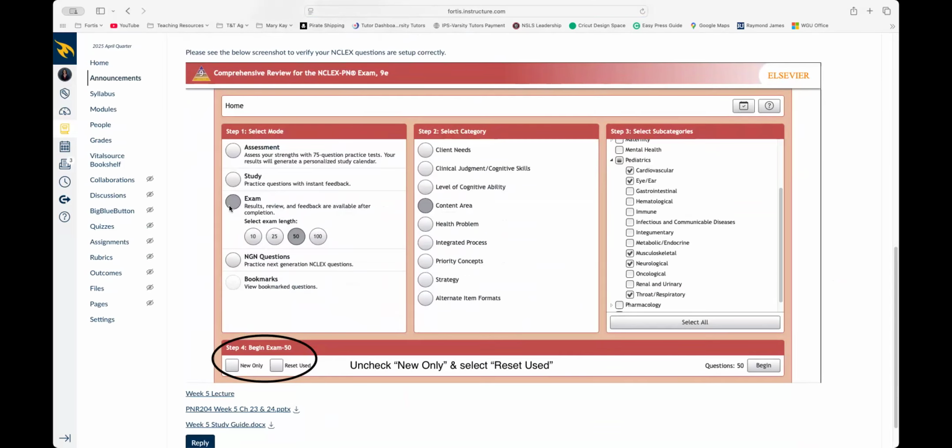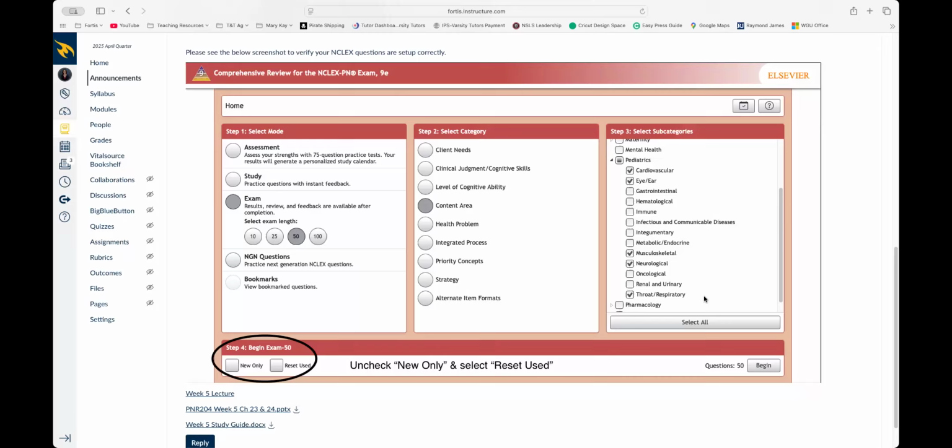So remember to ask for an exam, 50 questions. We're choosing our content areas. The rest of our NCLEX questions are always going to be in the pediatric setting. So for week 5, we're doing cardiac, eye, ear, musculoskeletal, neurologic, and throat and respiratory. So that's going to help you as you're studying for your exam because a lot of those conditions are going to be part of the exam.